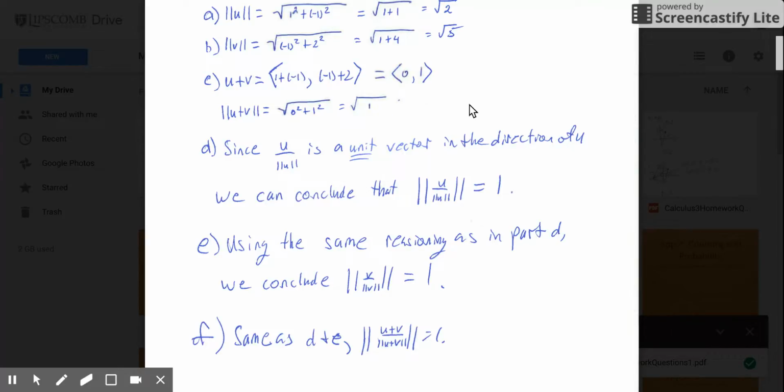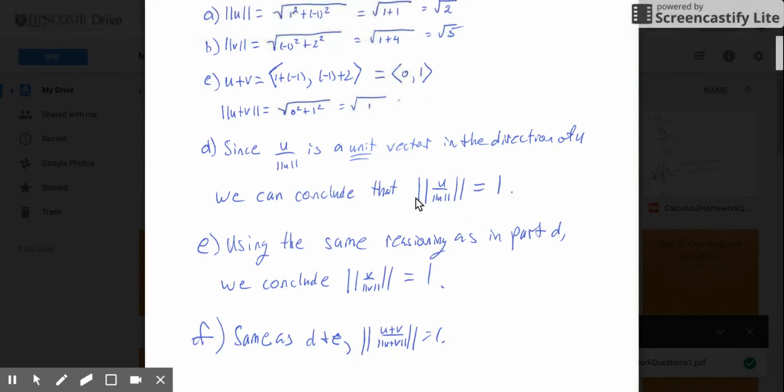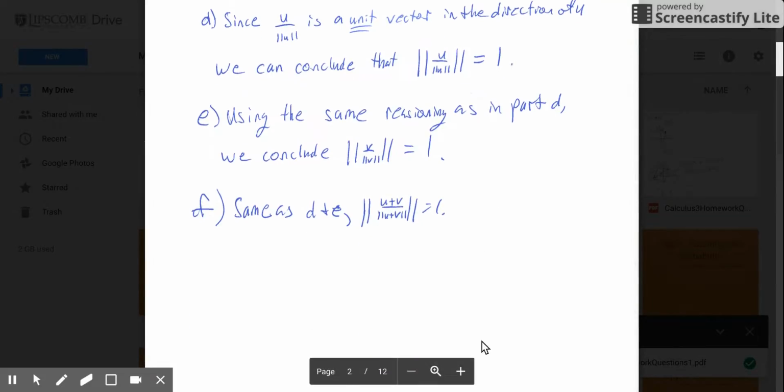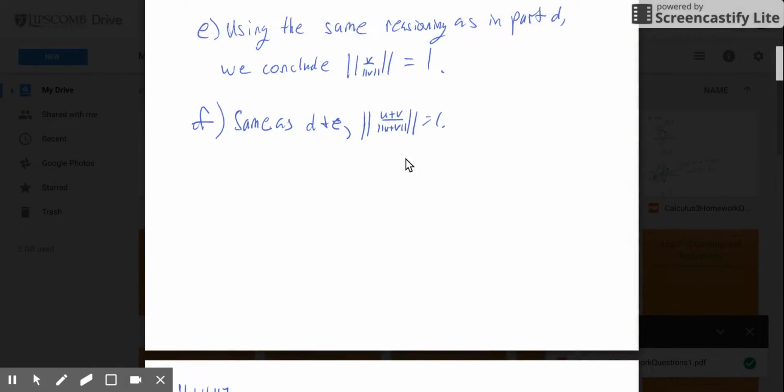On D, we're asked for the magnitude of v divided by magnitude v, or excuse me, u divided by magnitude of u. And so u divided by magnitude of u is a unit vector. So anytime we ask what's the length of a unit vector, it's always 1. So D and E both are the same. They're both 1. And F is actually the exact same as well. We don't have to do any calculations for those because they're asking us for the length of a unit vector.